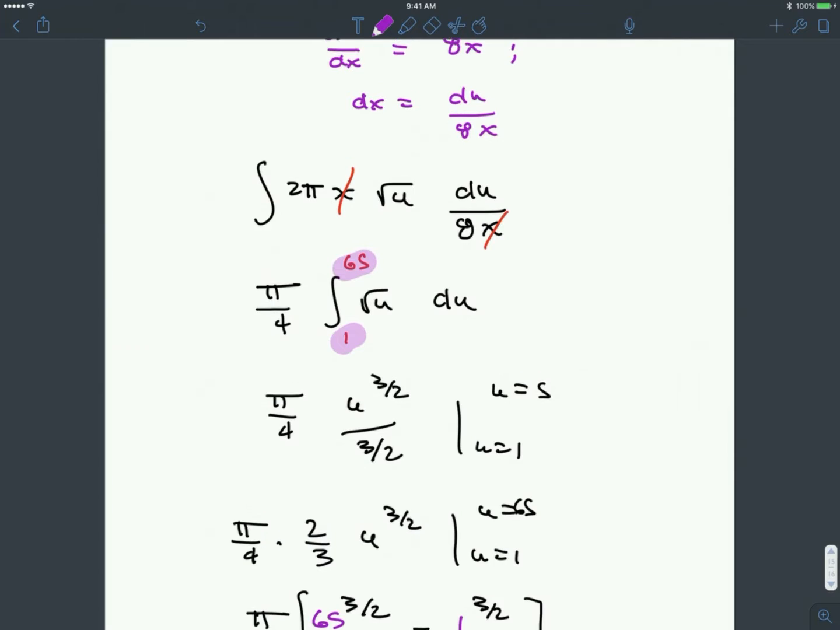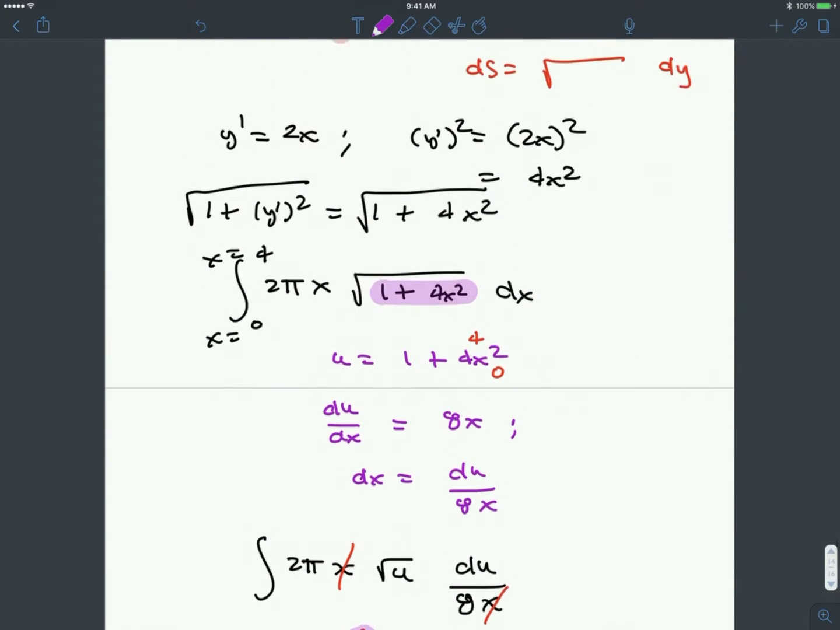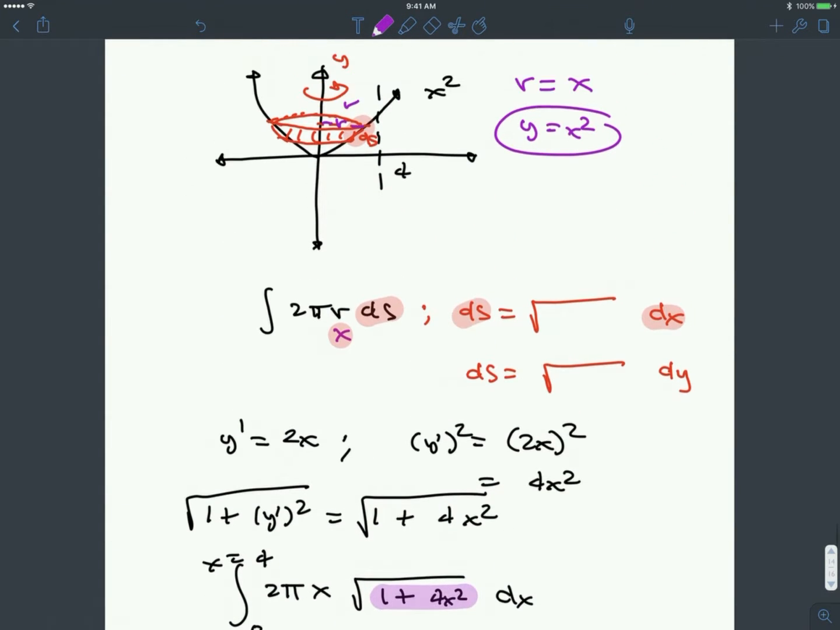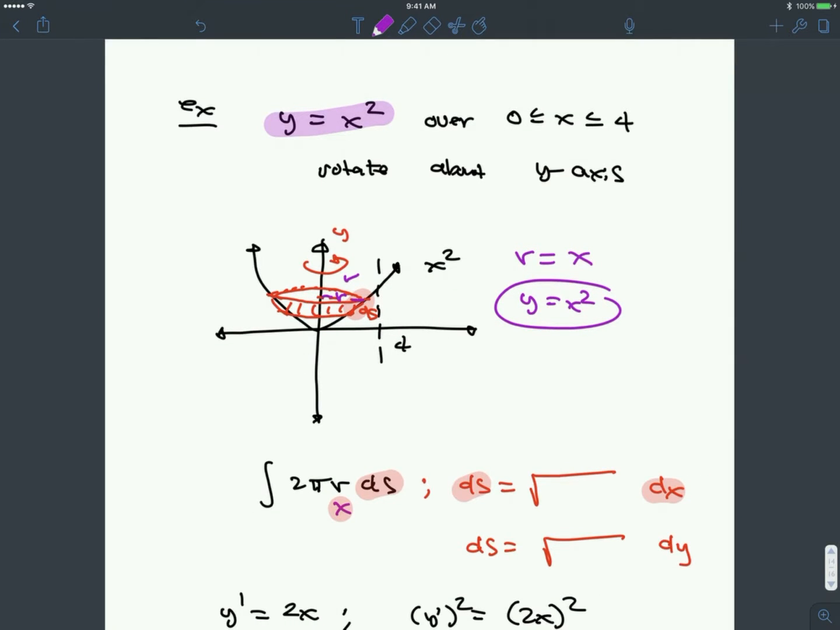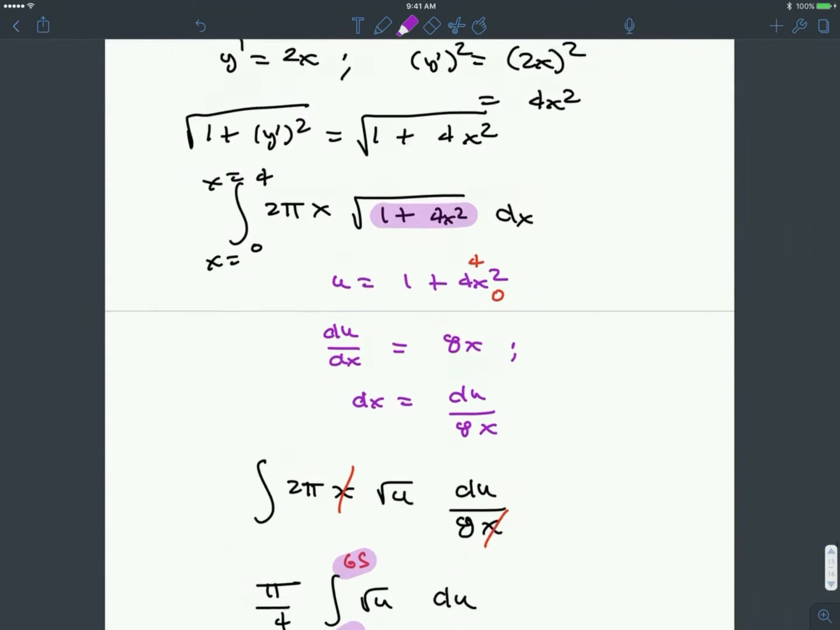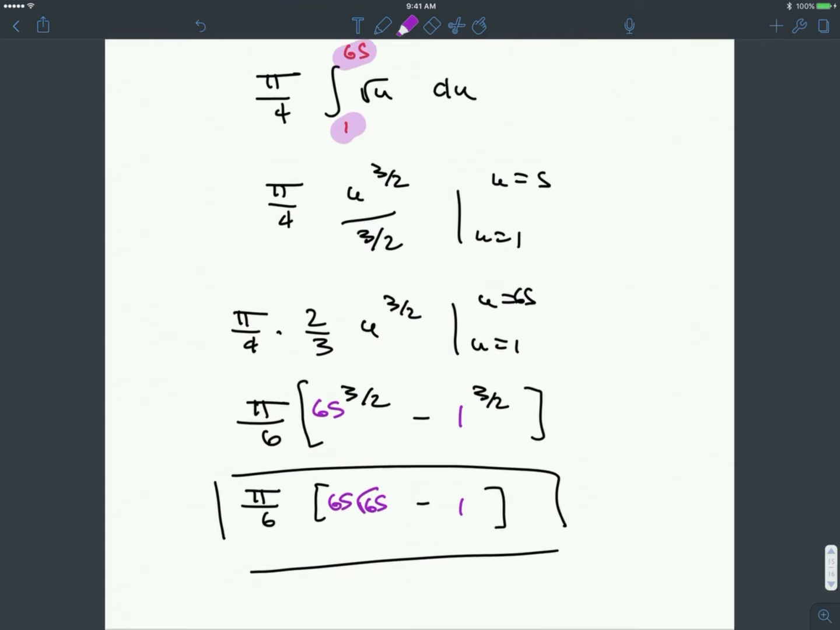minus 1. And this is the example that we did earlier in class where we took y equals x squared over the interval 0 to 4. We're going to rotate this about the y-axis, and here's our answer.